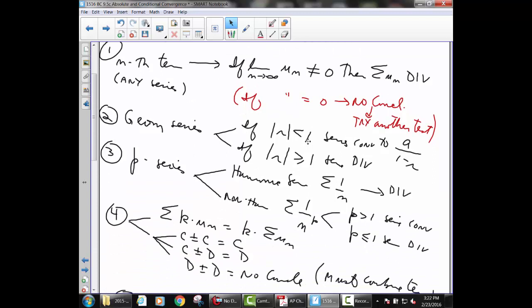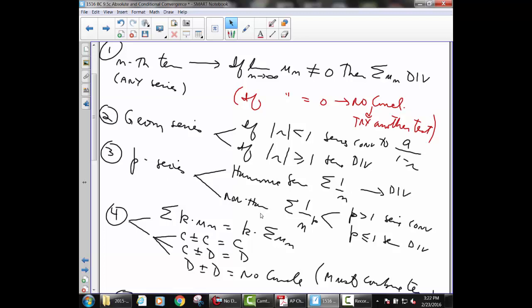If it is a geometric series and the absolute value of the common ratio is less than 1, the series will converge to the first term over 1 minus r. Remember to write out the first few terms to be sure you have the correct first term. If, on the other hand, the absolute value of the common ratio is greater than or equal to 1, the geometric series diverges. For p-series, the special case harmonic series, summation 1 over n, is divergent.